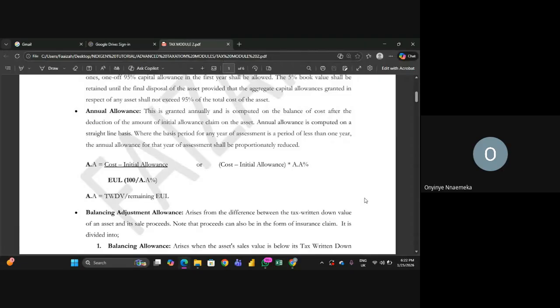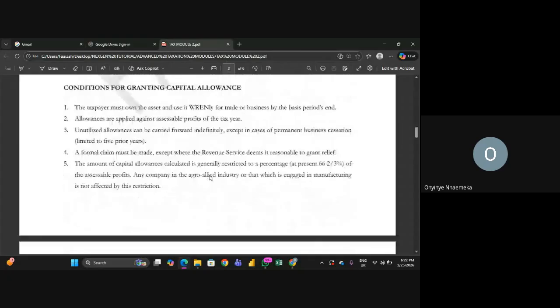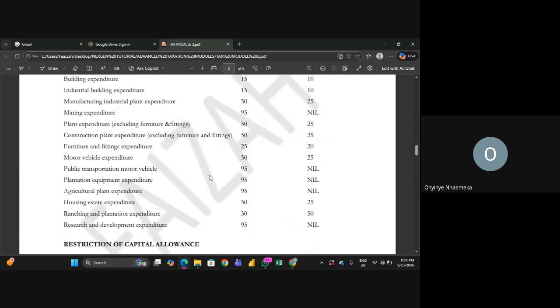So now the first one is cost minus initial allowance divided by the economic useful life. How will you know the economic useful life of an asset? They will not give you the economic useful life. What the ICAN question will give you is the annual allowance percentage, which makes this one a more preferable option for a lot of people: cost minus initial allowance multiplied by the annual allowance percentage. This is what most people use, right? It's easy for most people. But to know your economic useful life, go back to your rates, annual allowance rate.